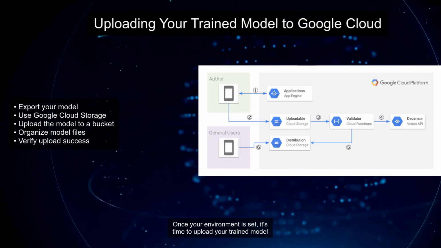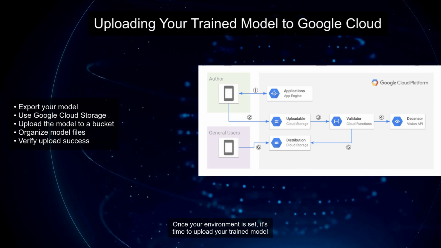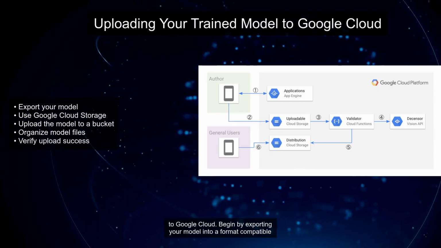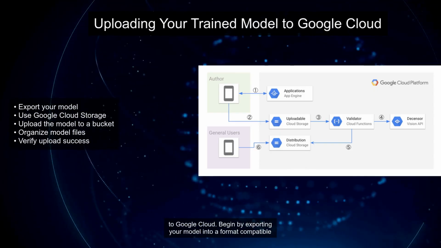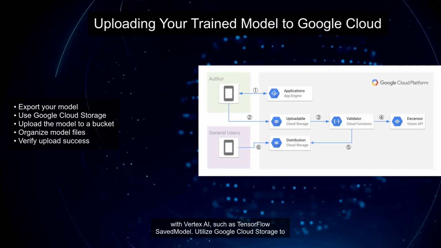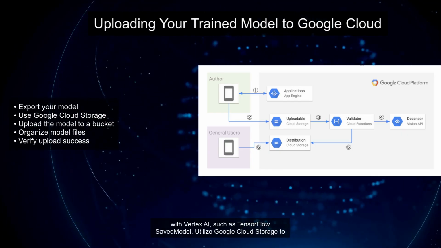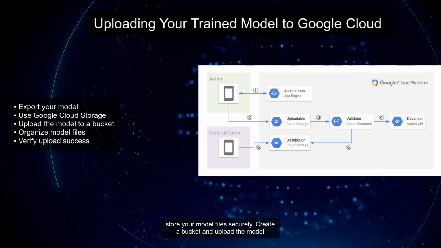Once your environment is set, it's time to upload your trained model to Google Cloud. Begin by exporting your model into a format compatible with Vertex AI, such as TensorFlow Saved Model. Utilize Google Cloud Storage to store your model files securely.